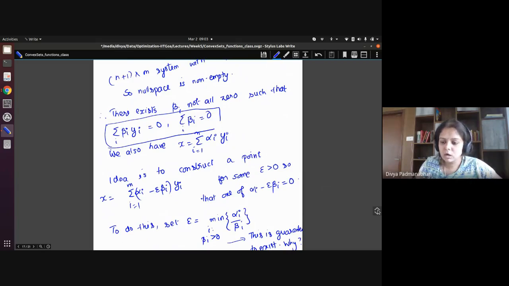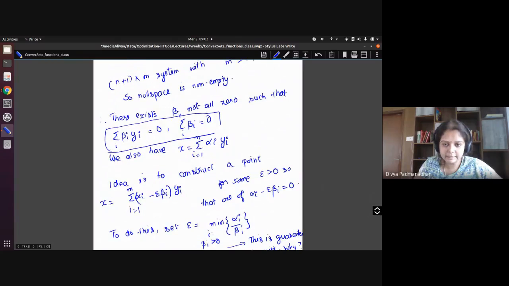Okay, so out of all the betas which are greater than 0, you just take the minimum value here. The reason you do this is when you construct a new point, alpha minus epsilon beta, you want these to be greater than 0. And you also want them to sum to 1, because that is the convex combination that you desire. So that's why you look at all these which are greater than 0.